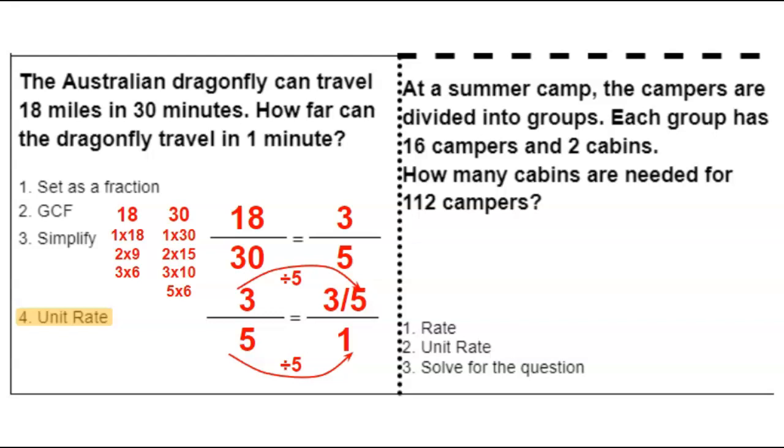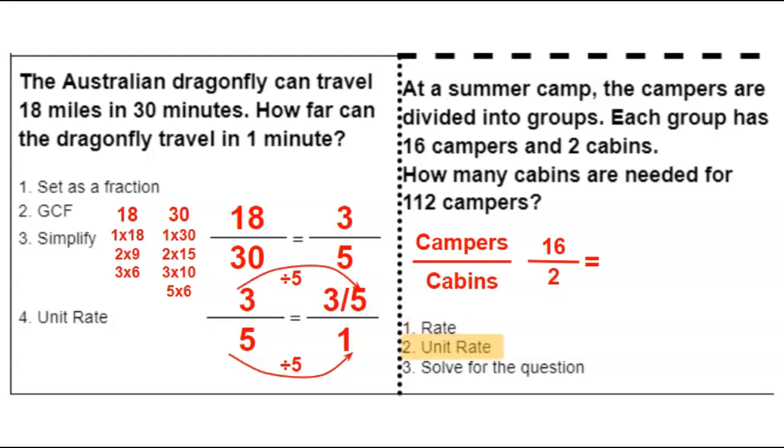Finally, at a summer camp, the campers are divided into groups. Each group has 16 campers and 2 cabins. How many cabins are needed for 112 campers? First, we need to find the rate, and we need to label our rate first. Our rate will be campers per cabins. So they gave us that there are 16 campers for every 2 cabins. So it's 16 per 2 cabins.